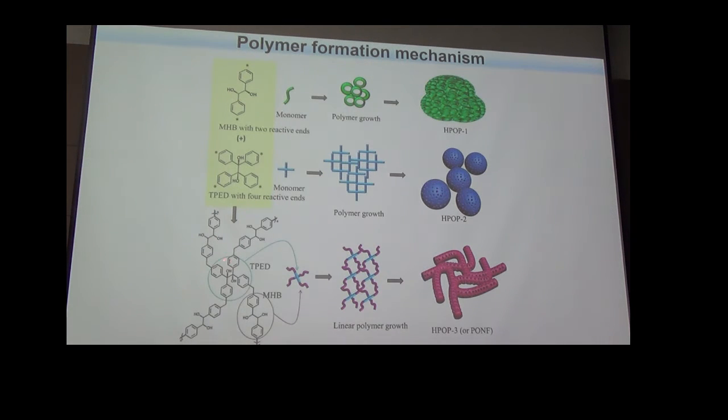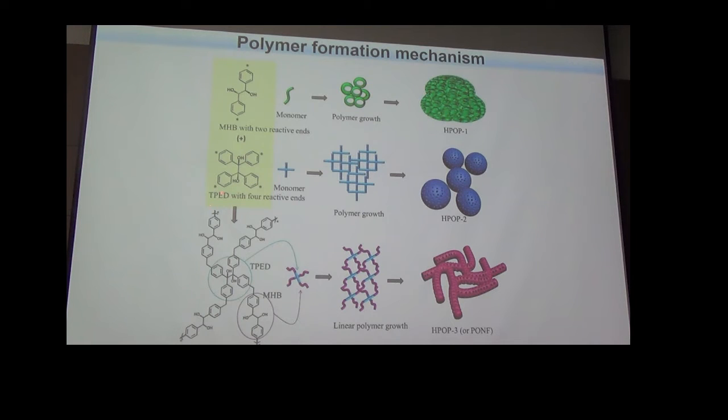And further, the mechanism for this polymer formation is derived. In order to synthesize the HPOP1, the meso-hydroxybenzoin, that is MHB, is treated under the Friedel-Crafts condition. This monomer has a linear structure and it has two reactive ends, as marked here. The interaction between these ends in the polymer synthesis yields this foam-like particle.